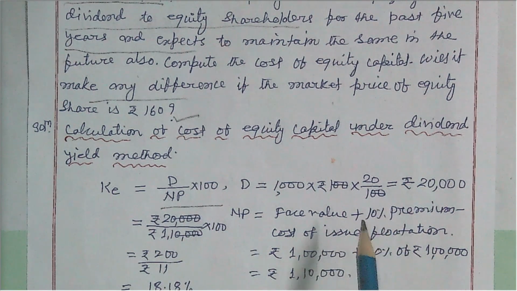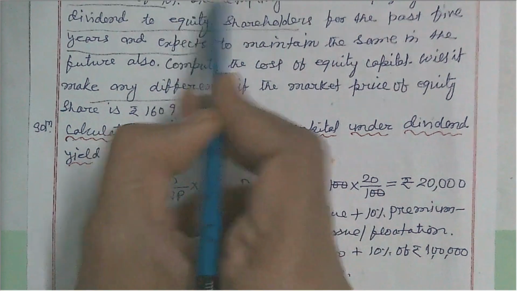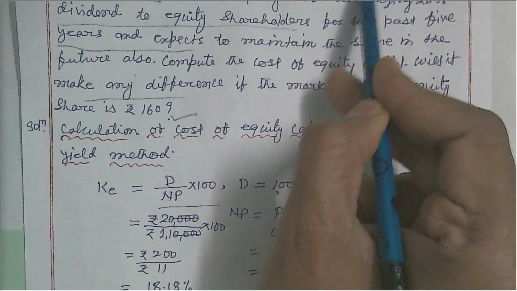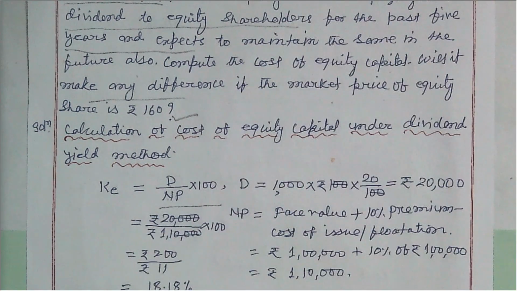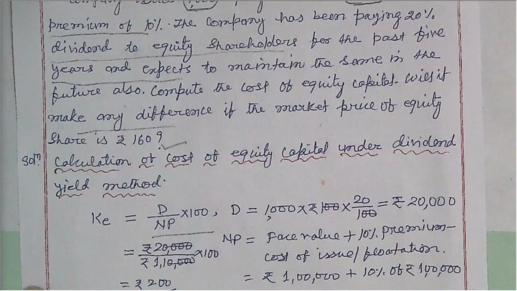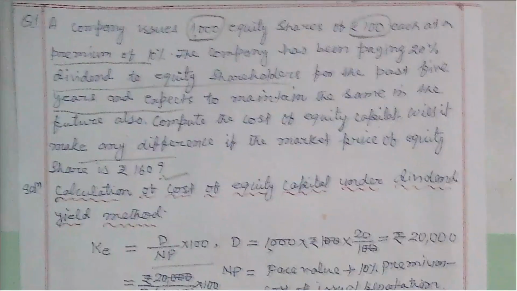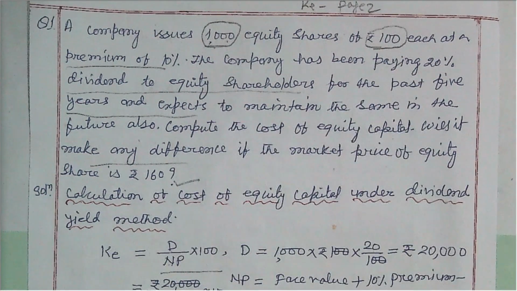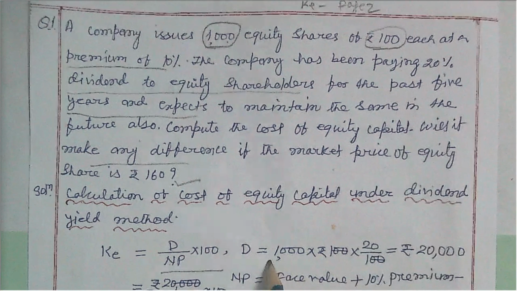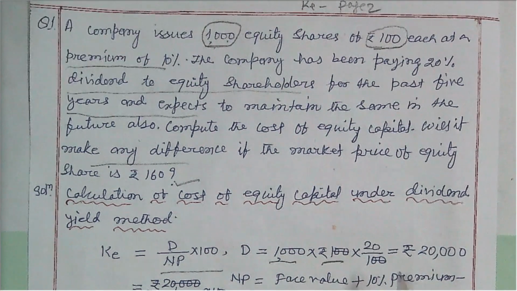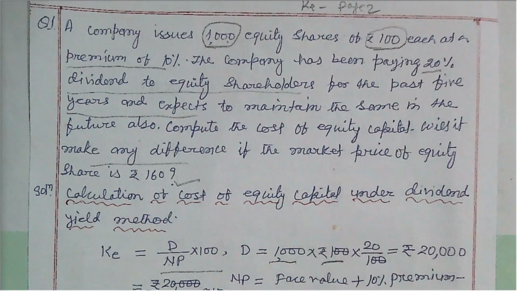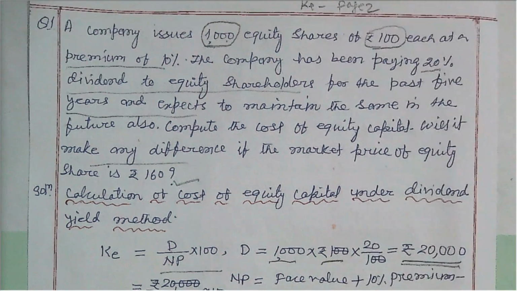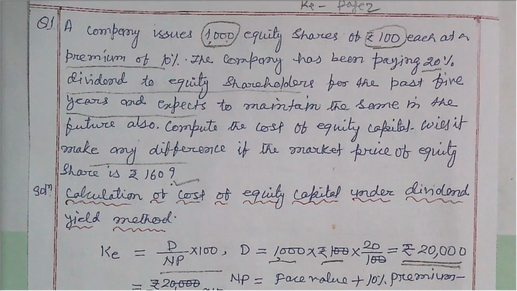So the company has issued 1000 equity shares. The number of shares is 1000, and the value of each share is 100. So 1000 into 100 is 1 lakh. Here the rate of dividend paid by the company is 20%. So 20 by 100, the amount of annual dividend is 20,000.